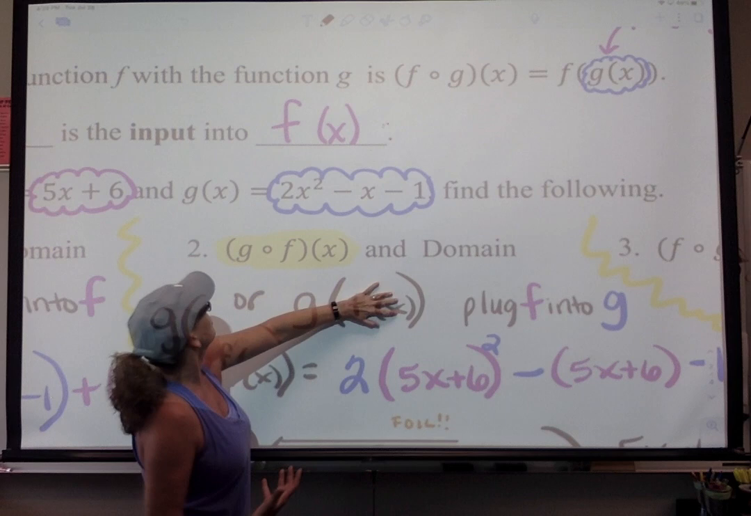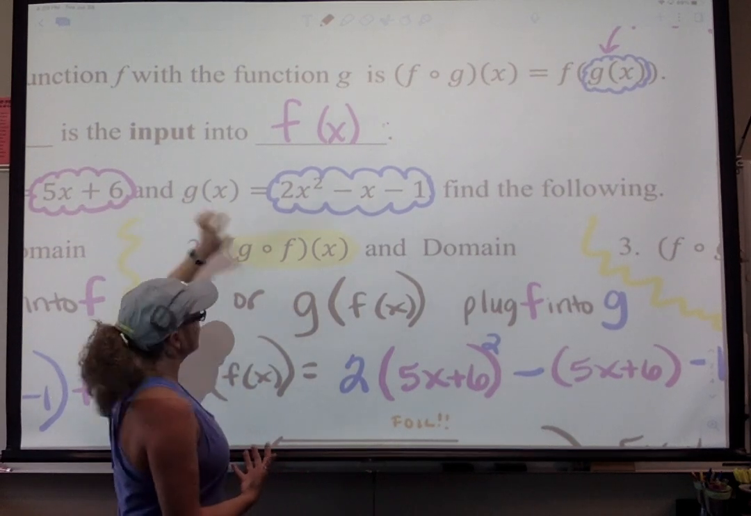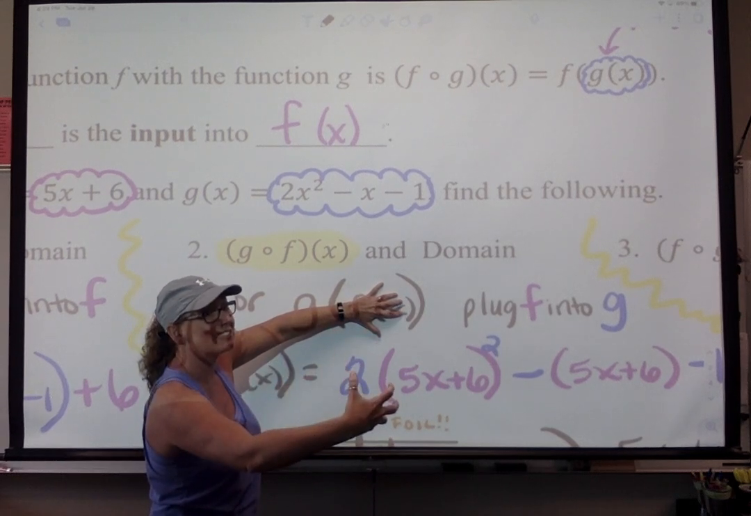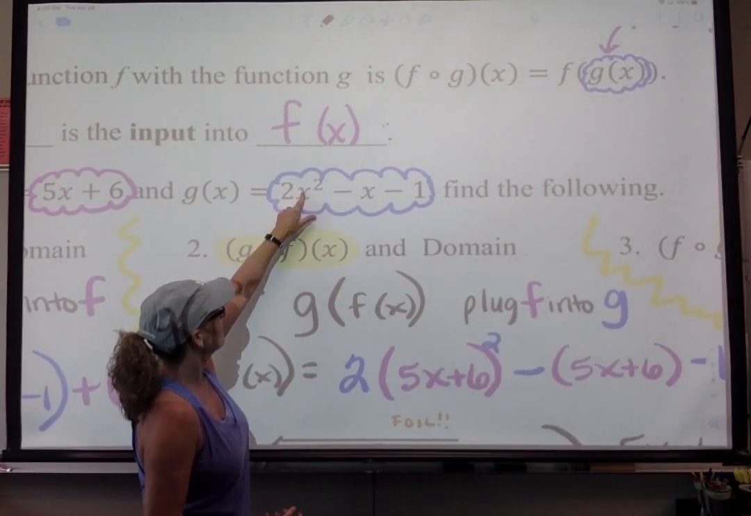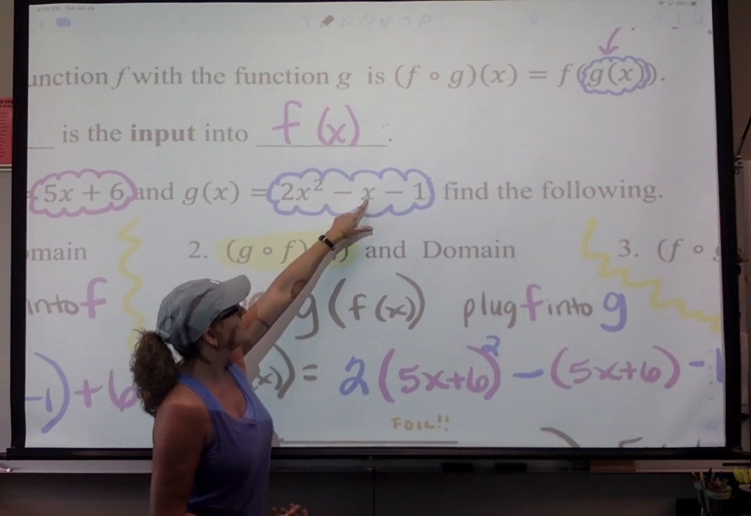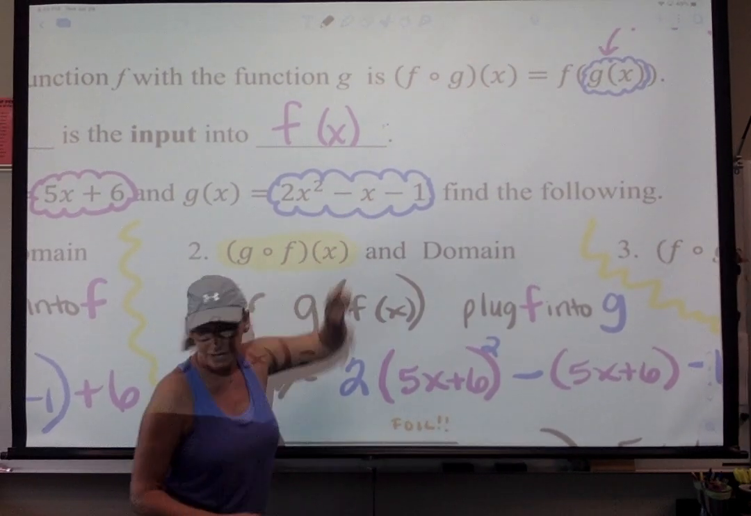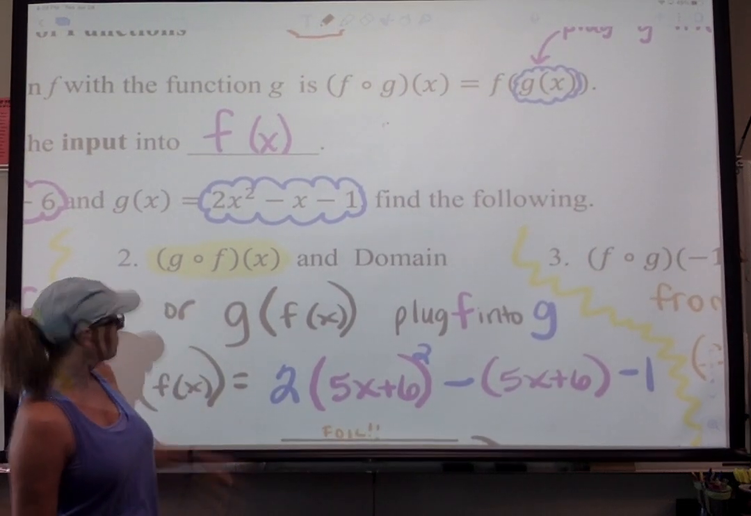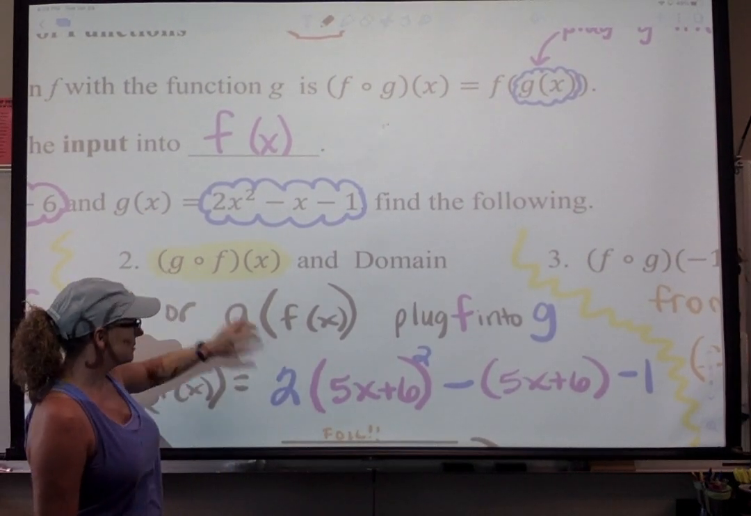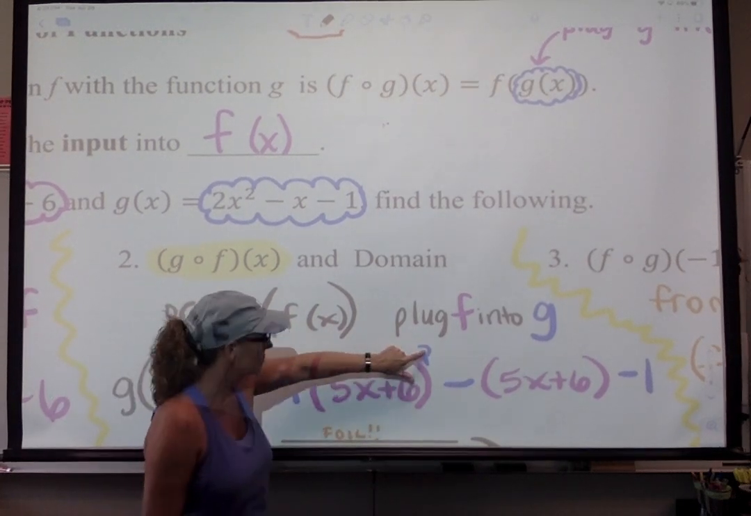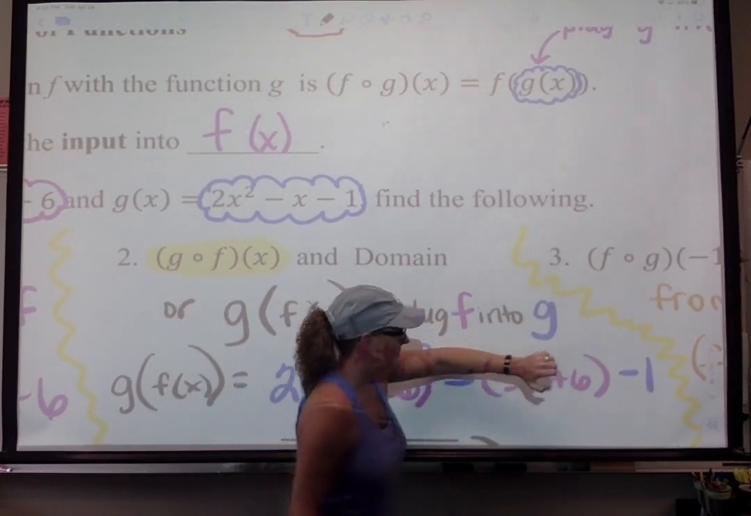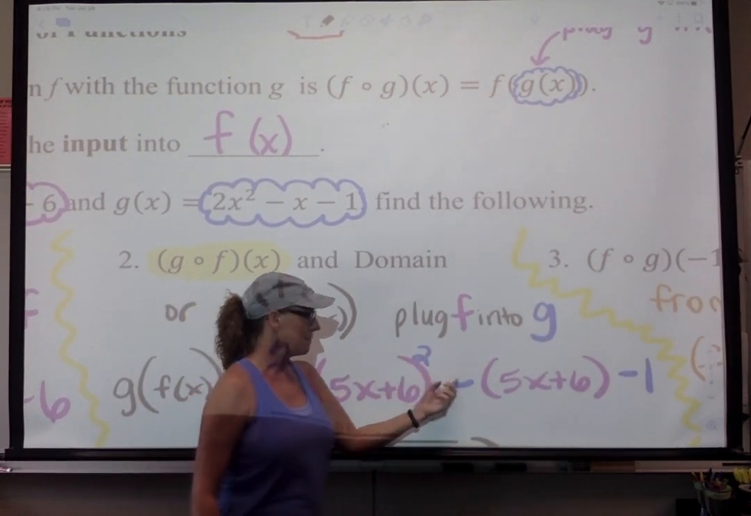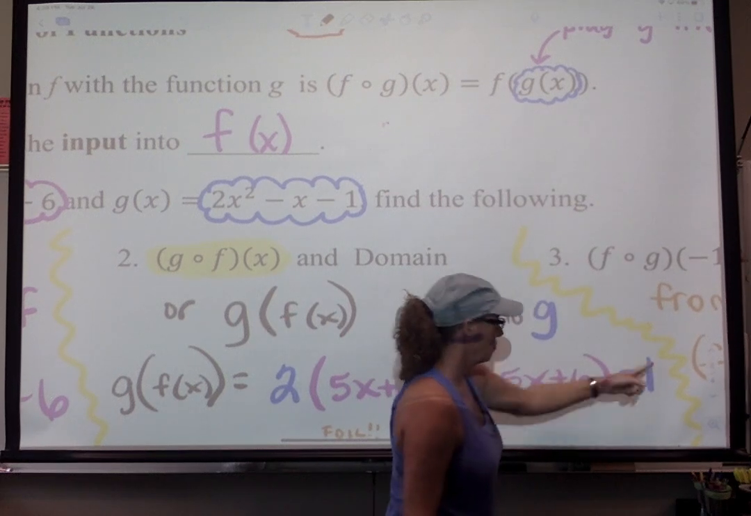I'm going to take all of f, right there, pink cloud. I'm going to plug it into g everywhere I see an x. So this comes out in its place, pink cloud. And that's what it looks like. g used to say 2x squared minus x minus 1. Now it says 2 pink cloud squared minus pink cloud minus 1.